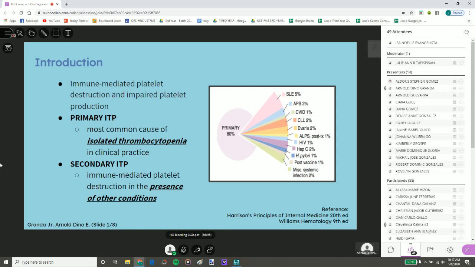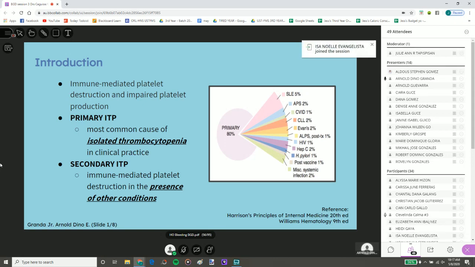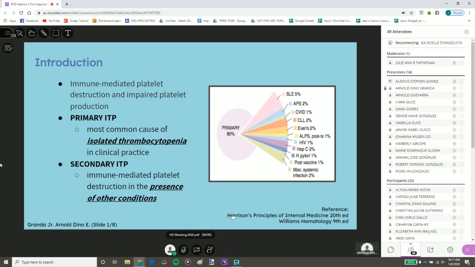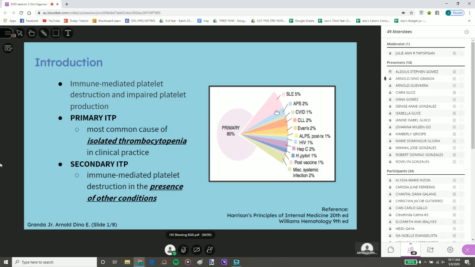So we're talking about immune thrombocytopenic purpura. Again, it has two types, the primary and the secondary. The only difference between these two are their etiology. So primary ITP again is mentioned to be due to isolated thrombocytopenia, and secondary ITP is thrombocytopenia associated with the presence of other conditions. So looking at this figure, it is most commonly associated with systemic lupus erythematosus.